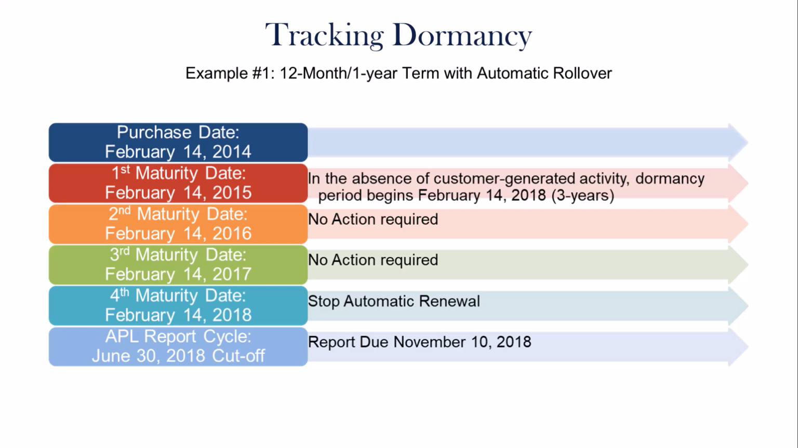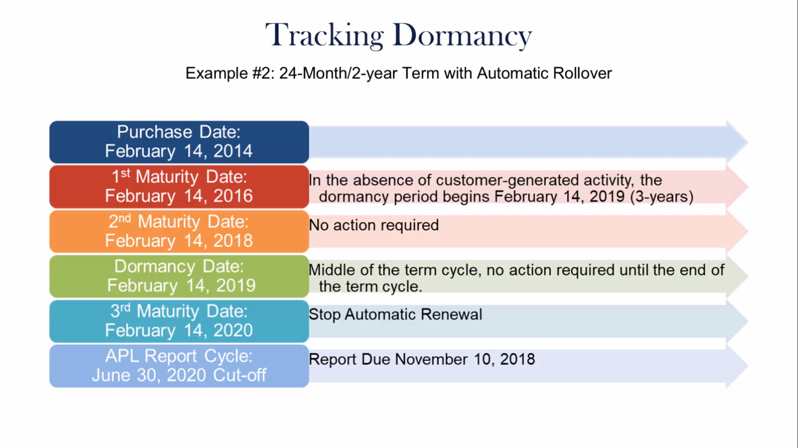In example number 1, the time deposit was purchased on February 14th, 2014, has a 12-month term, and automatically rolls over. The first maturity date under the terms would be February 14th, 2015, and in the absence of customer-generated activity, the dormancy date would be February 14th, 2018. No action is needed on the second or third maturity dates because the dormancy period has not been reached. On the fourth maturity date, the dormancy period is reached and automatic renewal should be stopped. The abandoned property law reporting cycle would be the June 30th, 2018 cutoff date, with a report due date of November 10th, 2018. Due diligence can begin once the cutoff date has been reached.